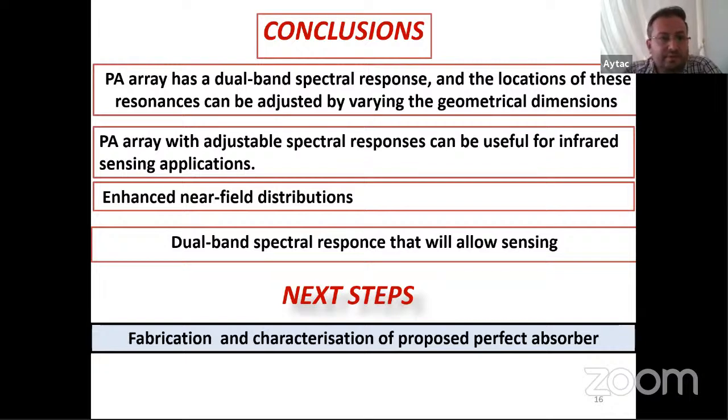And the perfect absorber array with adjustable spectral responses can be useful for infrared sensing applications, enhanced near field distributions, and dual band spectral response that will allow sensing that we can use in biomedical sensing applications. And the next step, we want to do fabrication and characterization of the proposed perfect absorber nano-antenna array.